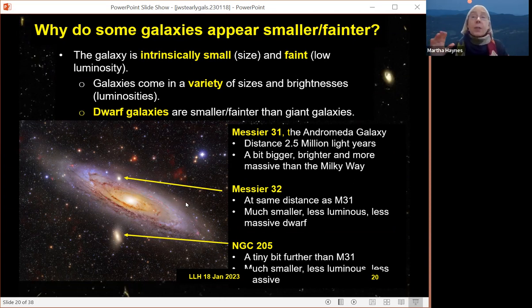So we have to understand that galaxies come in a bunch of different varieties. Some of them are bigger than others, some of them are brighter than others. And we can't just look at a galaxy and know exactly how far away it is.